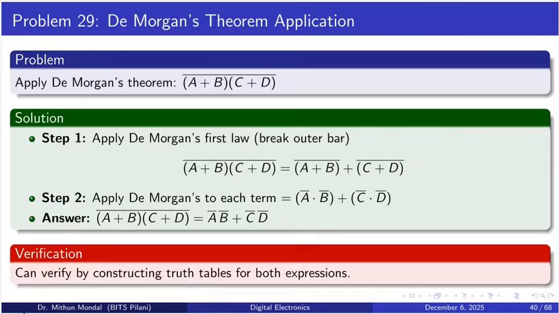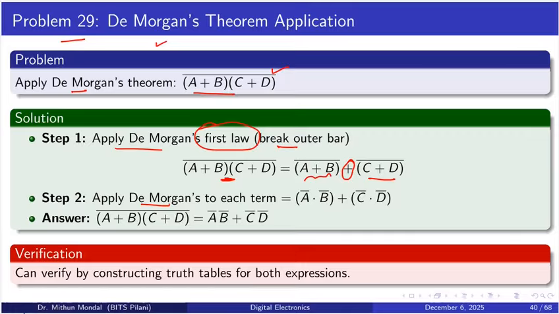Now we try to learn the De Morgan's theorem application. This is problem number 29, where we apply De Morgan's theorem to this function, a plus b into c plus d, and then we have the complement. First apply De Morgan's first law and break the bar. Since we have a product here, we convert that to a sum, and then we get a plus b complement plus c plus d complement. This is in accordance with the first law of De Morgan.